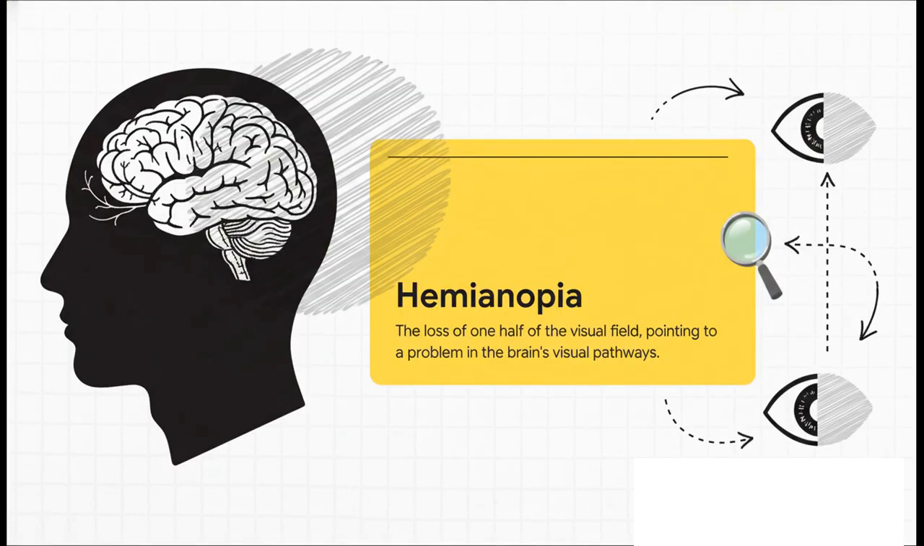Okay, now let's totally shift gears. What if the defect isn't some small spot, but the loss of an entire half of your visual field? This is called a hemianopia. And when we see this, it tells us the problem probably isn't in the eye itself, but further back in the brain's complex visual wiring.